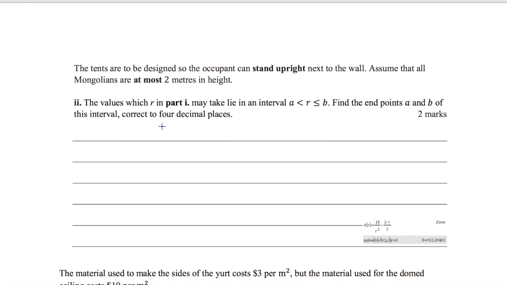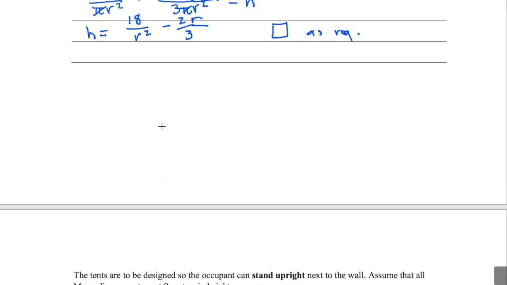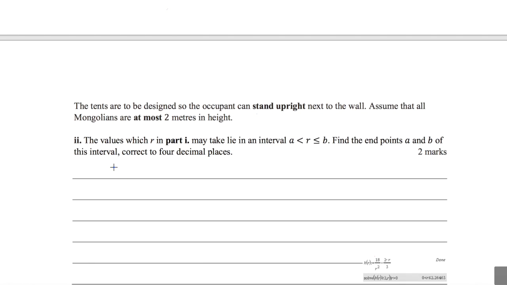So the way we do that, if we have a quick look, h equals 18 on r squared minus 2r on 3. So since h of r, because h is a function of r, must be greater than or equal to 2, that places constraints on r. We know h of r is 18 on r squared minus 2r on 3, and we know that has to be greater than or equal to 2.